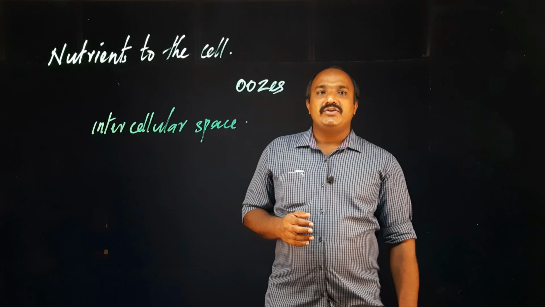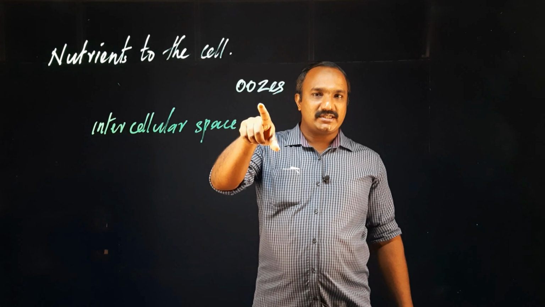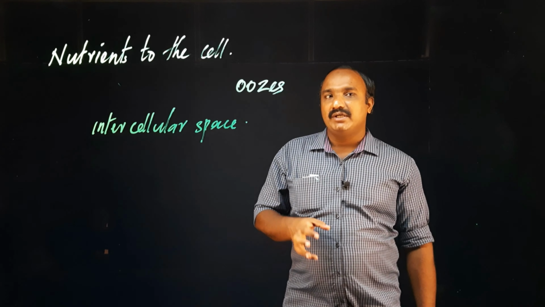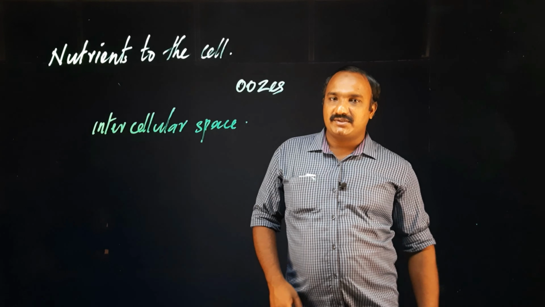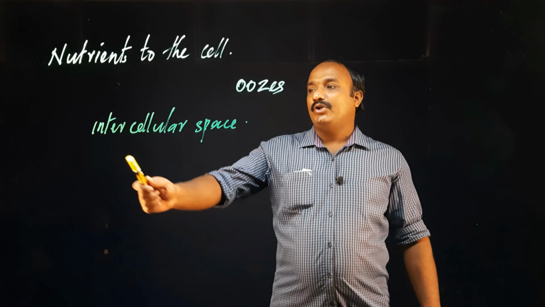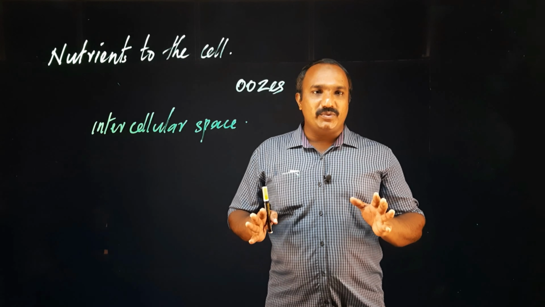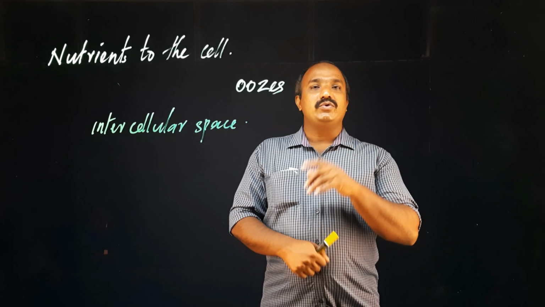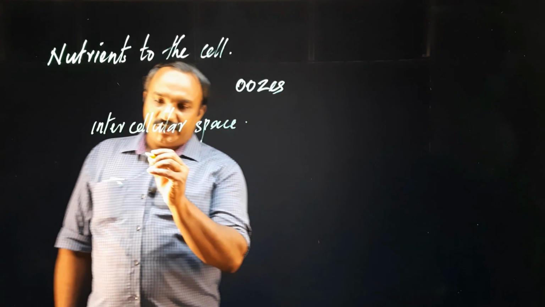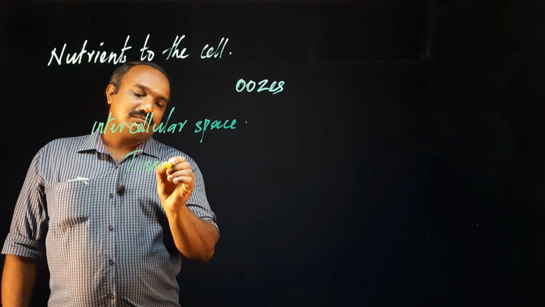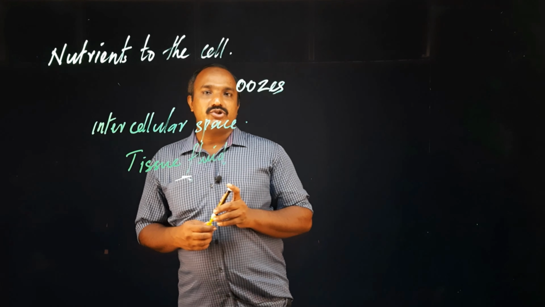So step by step you have to understand: when the blood passes through the capillaries, the fluid part of the blood will come out. If it is difficult for you to remember oozes out, you can study it like this: the fluid part of the blood will come out of the capillaries and be collected in the intercellular space, which means the space between the cells. That fluid part has a name. It is tissue fluid.